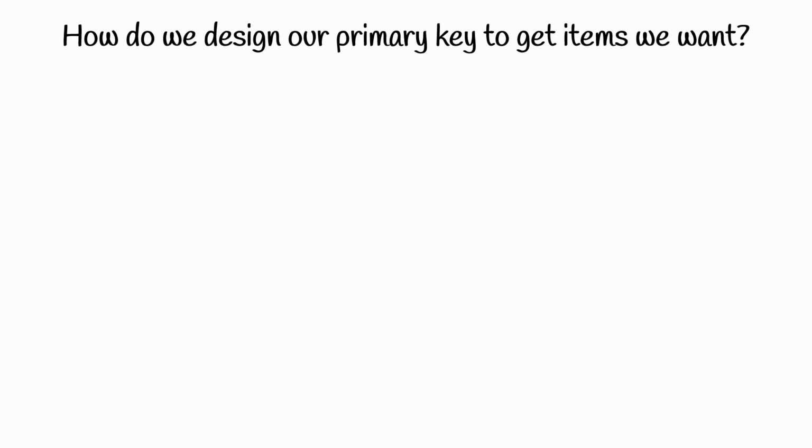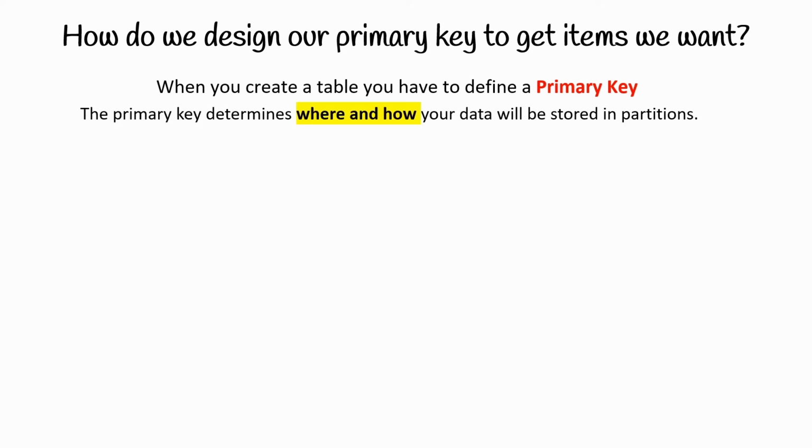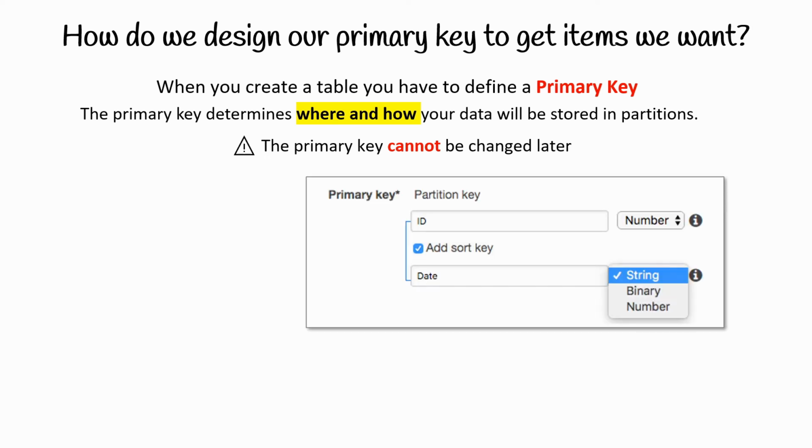So now we really got to talk about how we are going to design our primary key. I'm just doing a little bit of theory here about primary keys because it's so important to DynamoDB. When you create a table in DynamoDB, you have to define a primary key, and the primary key determines where and how your data will be stored in partitions. The primary key cannot be changed later, so we have to be very serious about our architecture of this key. And we have two options here.